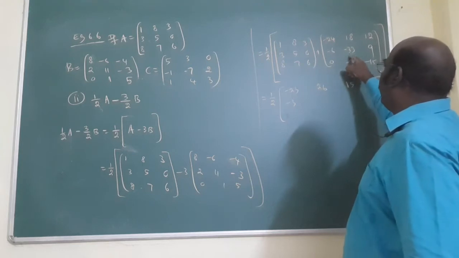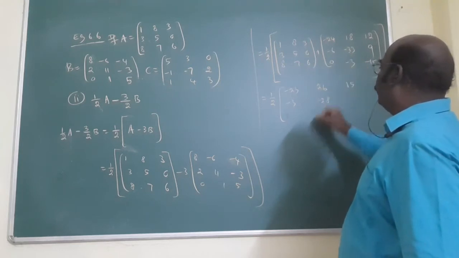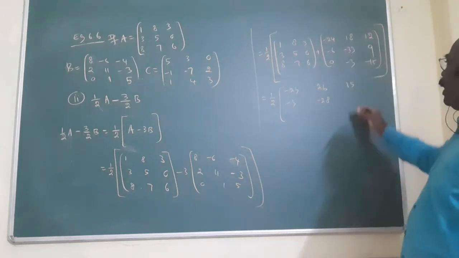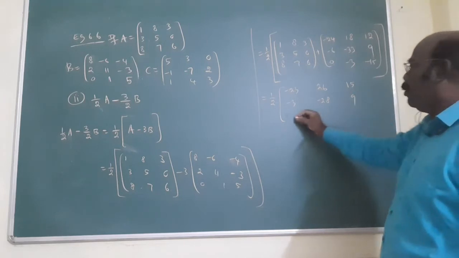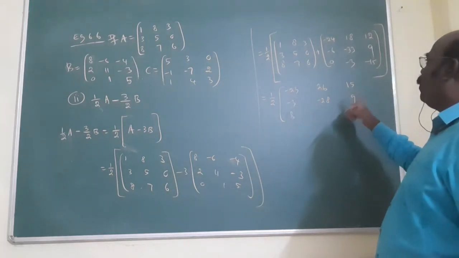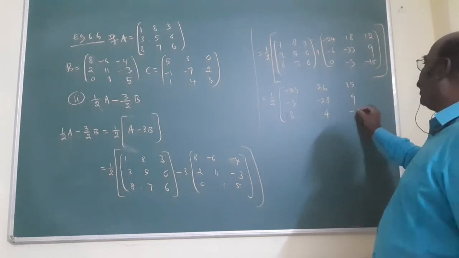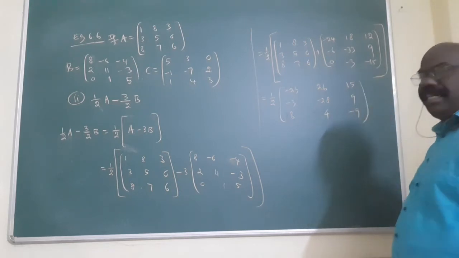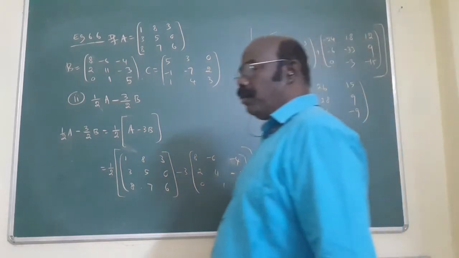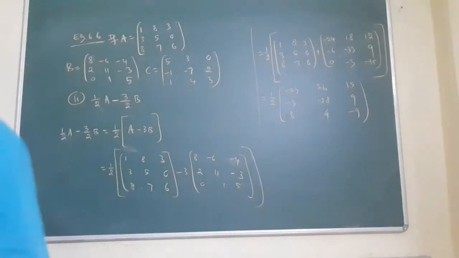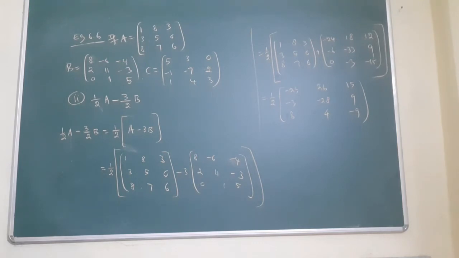5 minus 33, that is minus 28. 0 plus 9, 9. 8 plus 0, 8. 7 minus 3, that is 4. 6 minus 15, minus 9. In this way, you want to subtract 1 by 1 or add 1 by 1. You get the answer 1 by 2 into minus 23, 26, 15, minus 3, minus 28, 9, 8, 4, minus 9.